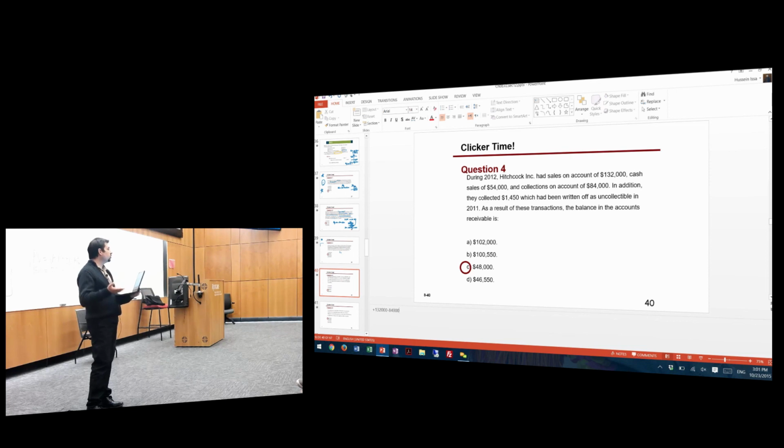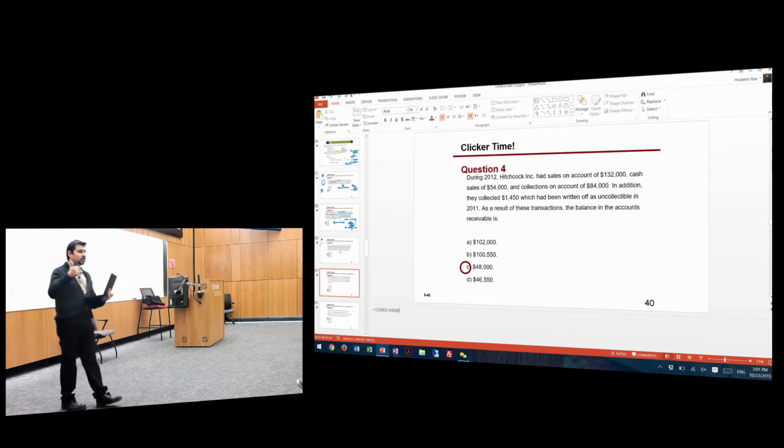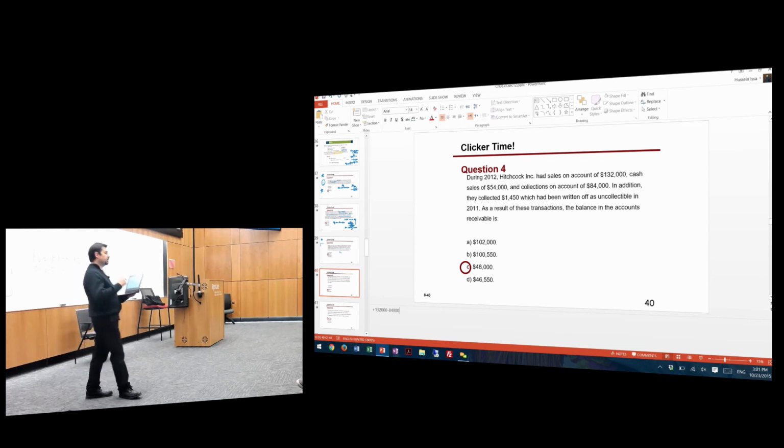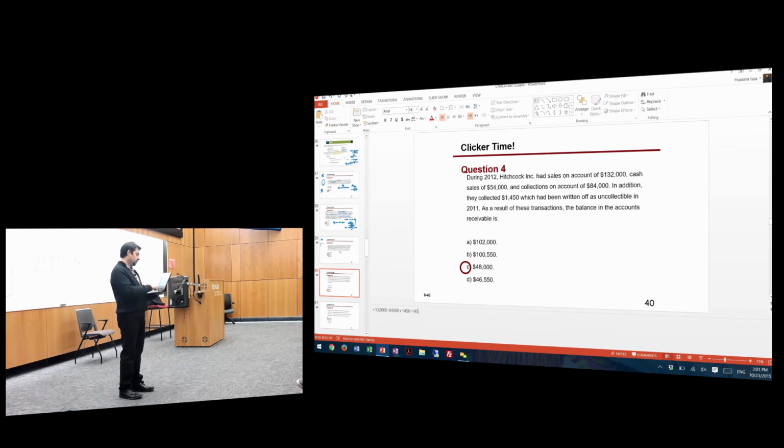Actually, you can either not add or subtract it, or you can add it and subtract it. The correct way, if you don't want to make any mistake, remember, you will be re-establishing the account, and then you will be again crediting the account. So what you do is plus 1,450 minus 1,450. Basically, this is how you solve the question.